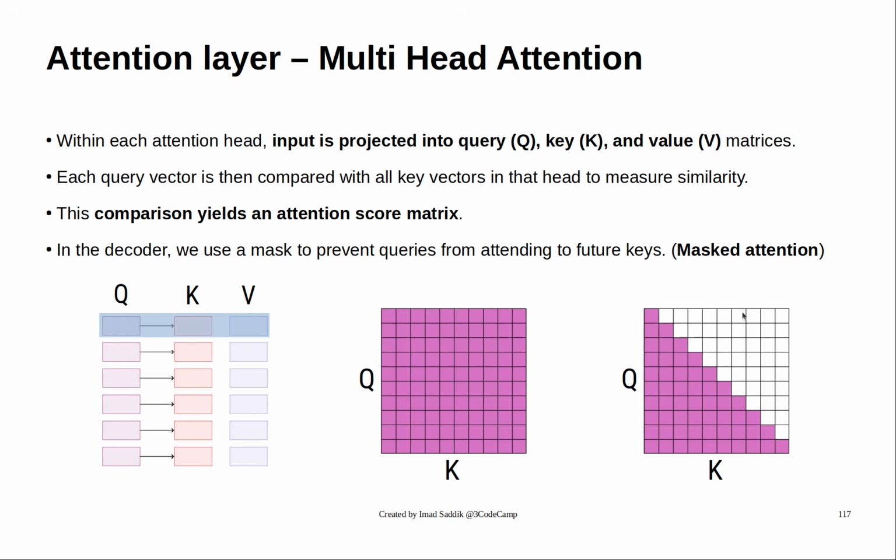These cells that are colored in white contain zeros. This means that the model will not be able to cheat because it doesn't have that information. And here, the cells colored in pink contain the actual attention scores. By using this trick, we will ensure that the model learns how to predict the next token instead of cheating.